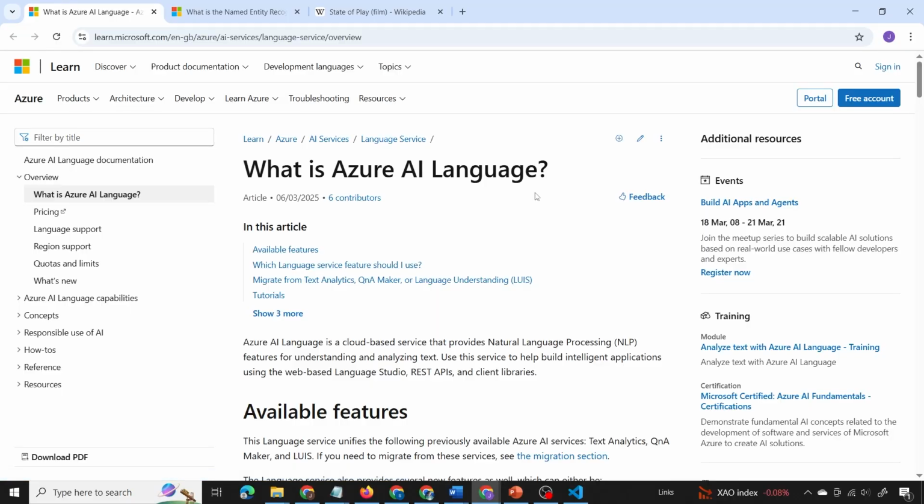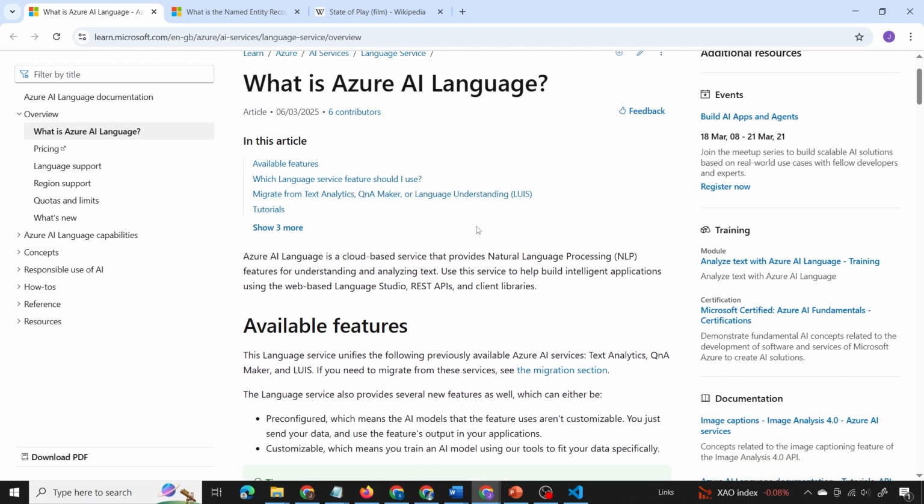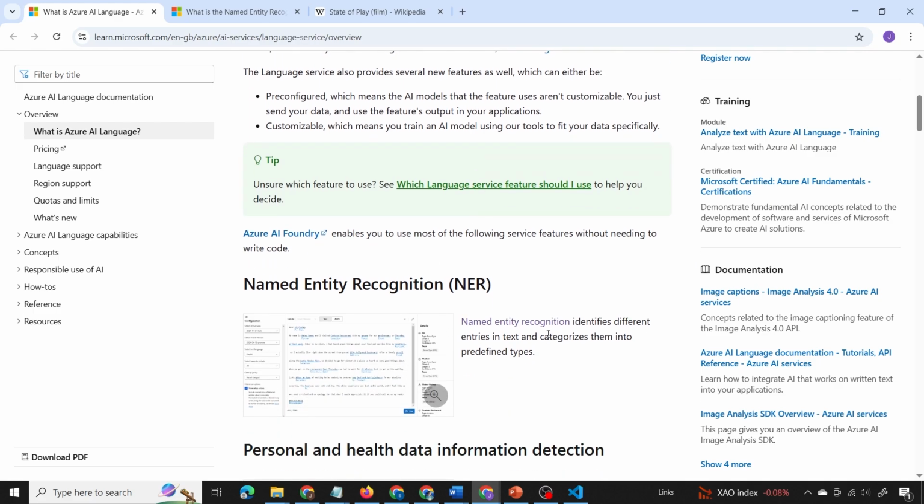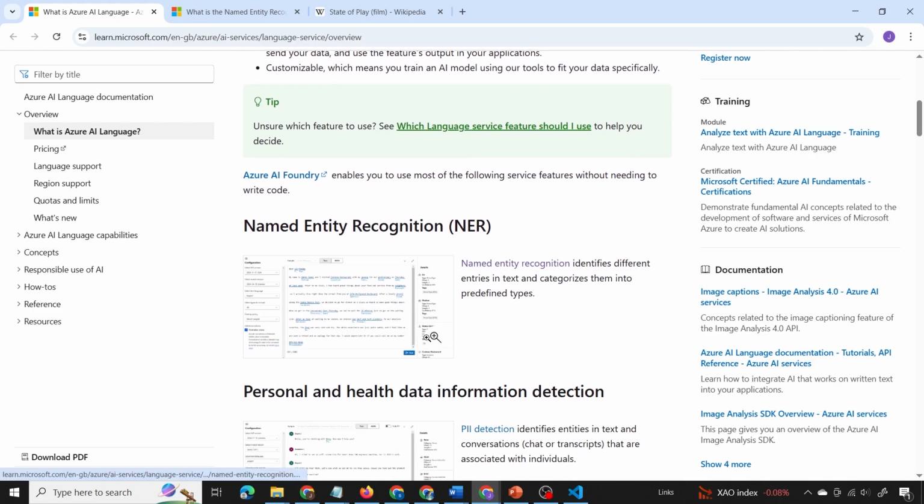Now what is Azure AI language? So it is a service which is used to analyze text. It is for natural language processing. Now what are the available features of Azure AI language? It offers various features. So one is named entity recognition. So let us look at the example. What is named entity recognition?